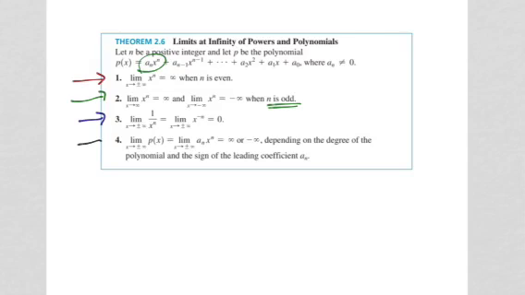All right, then last but not least, what happens if, again, we're looking at the limit of positive or negative infinity, and it has a coefficient a out front.